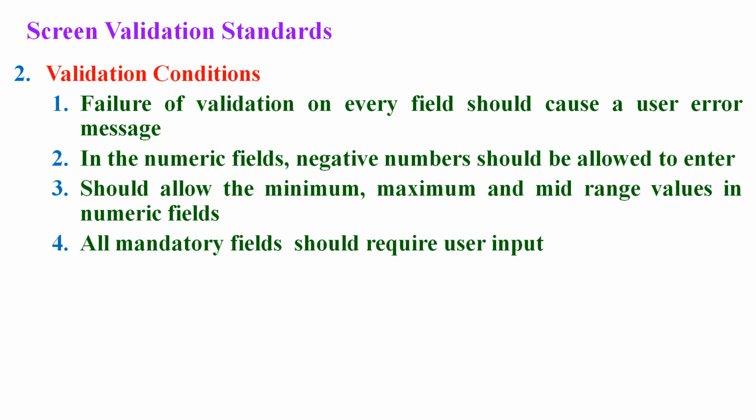Next, validation conditions. Failure of a validation on every field should cause a user error message. What does it mean? If you enter any invalid data, for example in login, I have entered a valid user ID and an invalid password, and click on the login button or sign in button, what will it display? The system will throw an error message: you have entered an invalid user ID or invalid password. Please enter a valid user ID and valid password. This is called an error message.